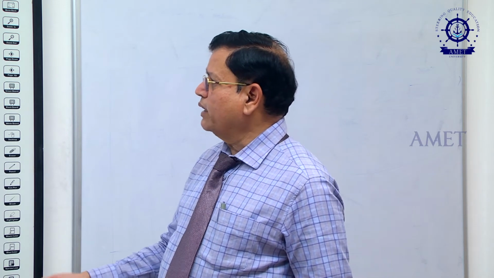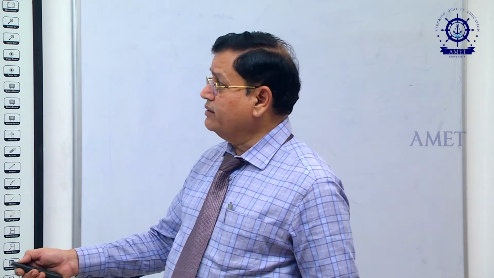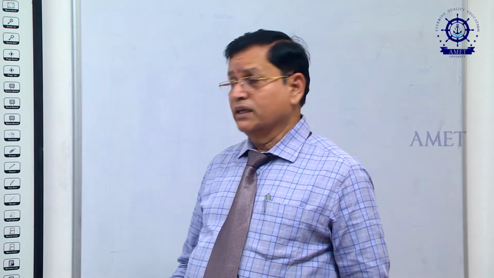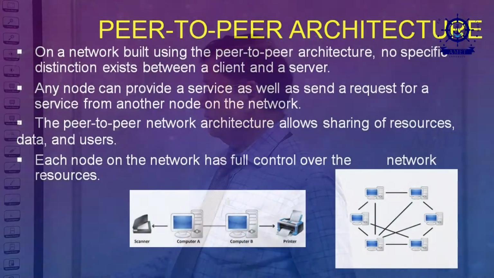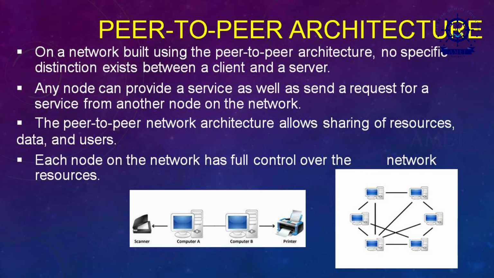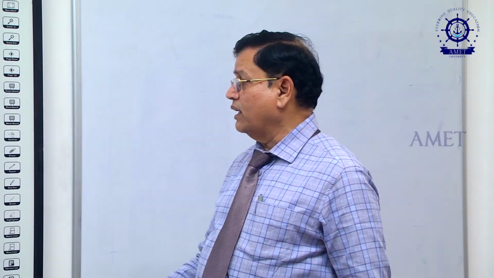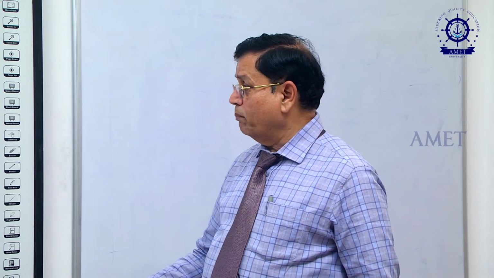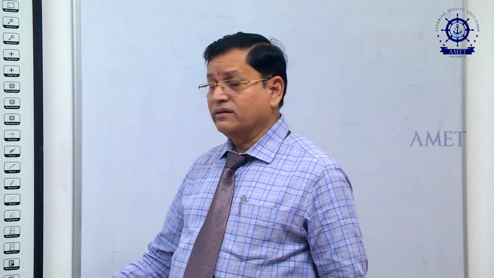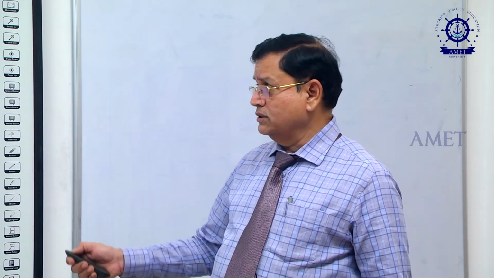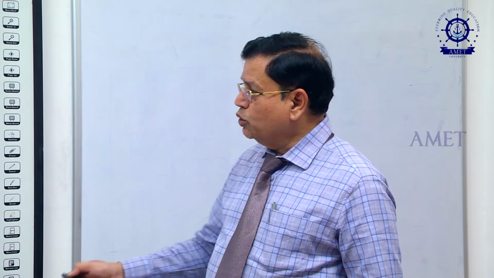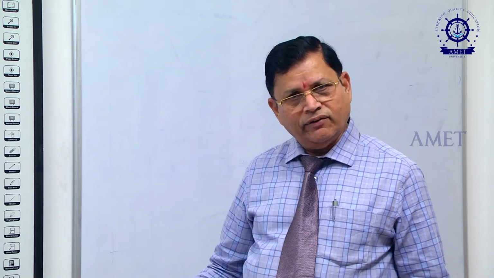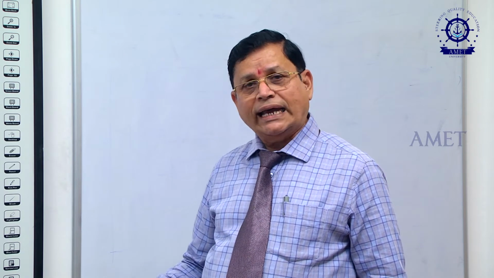So, this computer A will send a request for a service and also it can provide a service. Computer A can access the printer, though it is not directly connected, but it is connected through B, so computer A is still able to access the printer. Even computer B is not directly connected to the scanner, but the scanner is connected to computer A, and still computer B will be able to access the scanner. This is the beauty of peer to peer architecture.